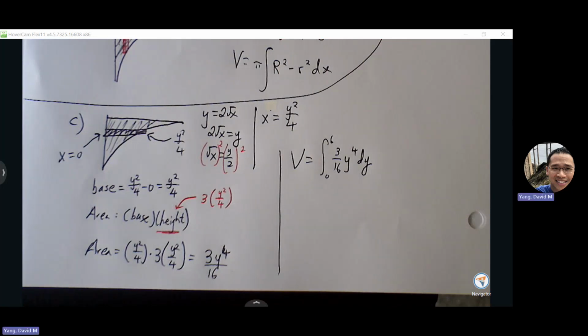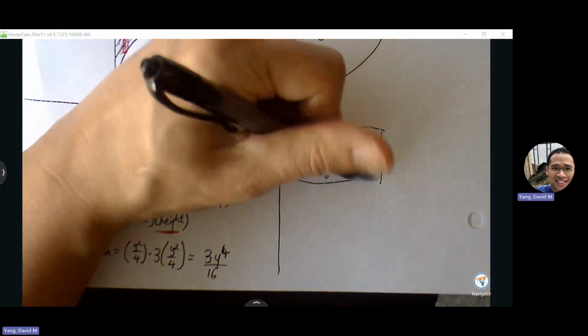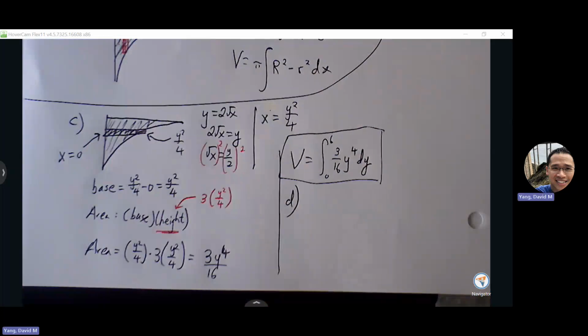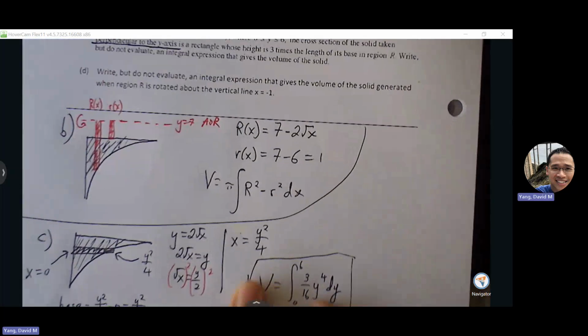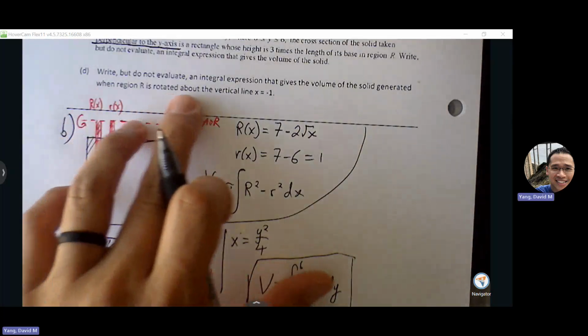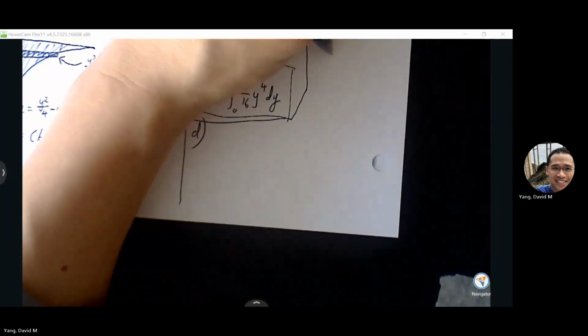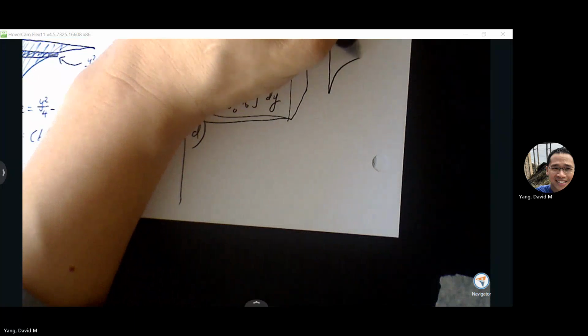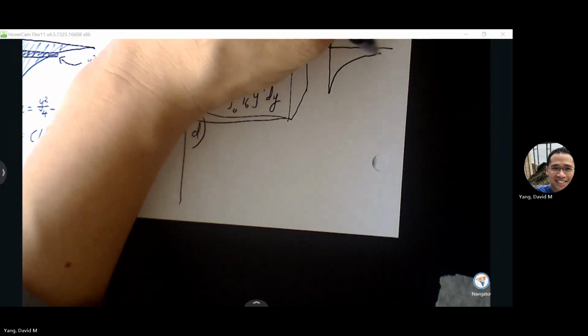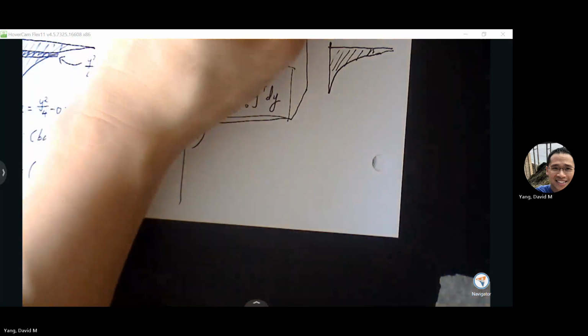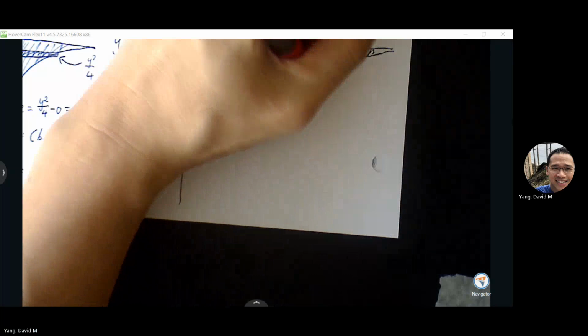Okay. It's only asking for the setup, so any variation of this is good. Okay, last part. Write but do not evaluate an integral that gives the volume when the region R is rotated above the line x equals -1. Okay, so now x equals -1 is over here.